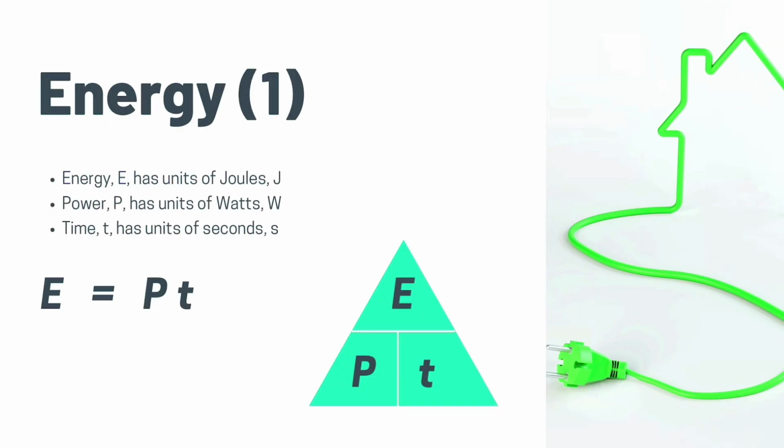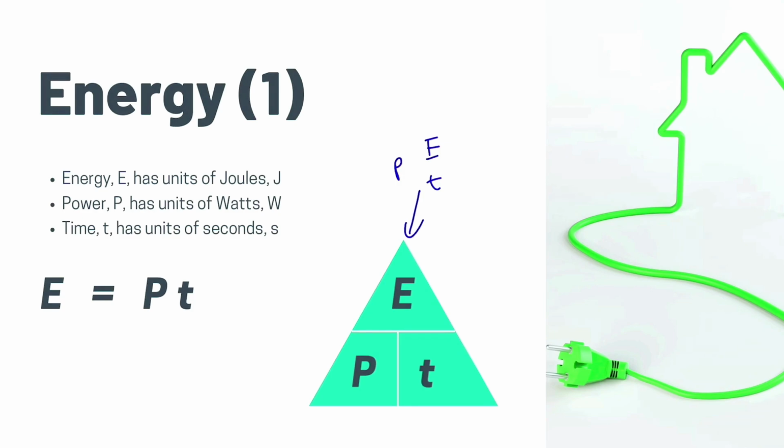The energy equation 1 is E equals PT. E equals P times T, or PET as I remember it, so PET like that, and it sort of links to this triangle here.